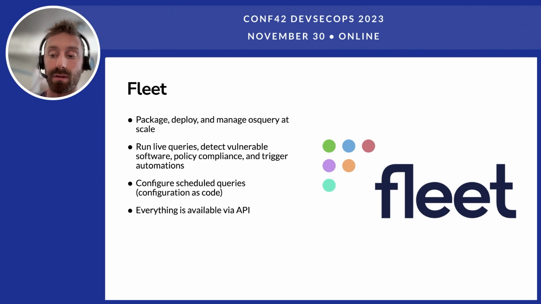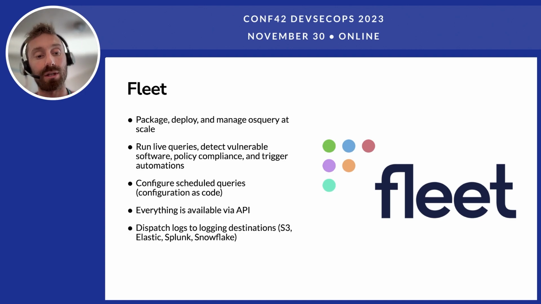So I think that this is kind of an important part of bringing the developer concepts into the security realm: configuration as code and everything available via API. These allow us to build the kind of automations that are richer, more robust, and more future looking. And I mentioned that we can get logs to our logging destinations. Commonly, these are S3, Elastic, Splunk, Snowflake, and potentially any logging destination is viable as long as there's some way to get text-based, and in fact JSON-based, logs into the system.